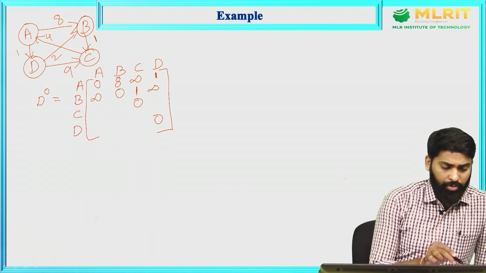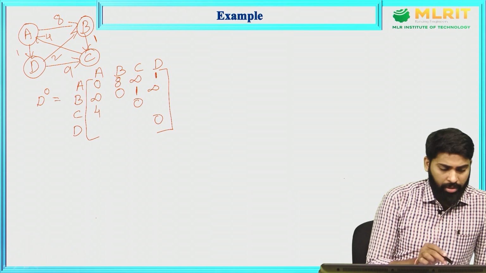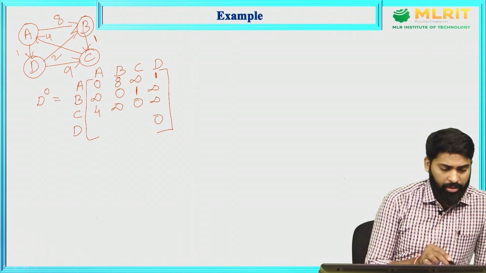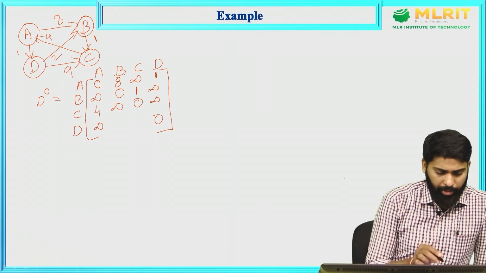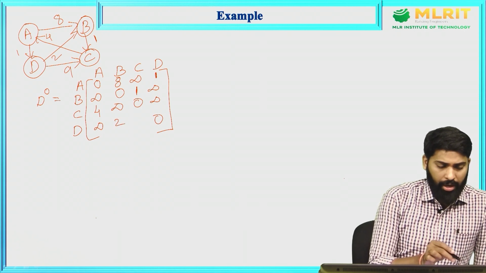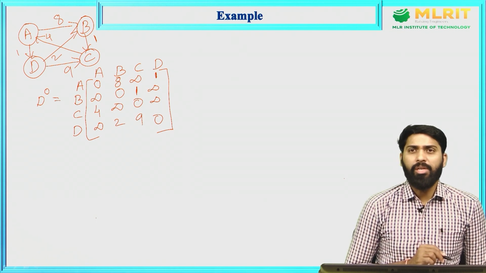Similarly, C to A there is an edge with cost 4. C to B no edge, infinity. C to D no edge, infinity. D to A there is no edge, infinity. D to B the cost is 2, and D to C the cost is 9. So this is the initial matrix.